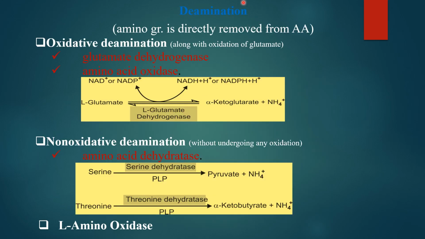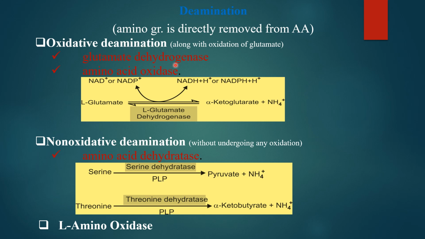Now, deamination can be of various types. It can be oxidative deamination, and it can be non-oxidative deamination. And these deaminations can be via L-amino oxidase enzymes also. So we'll see one by one. The oxidative deamination reaction, we have seen it here.